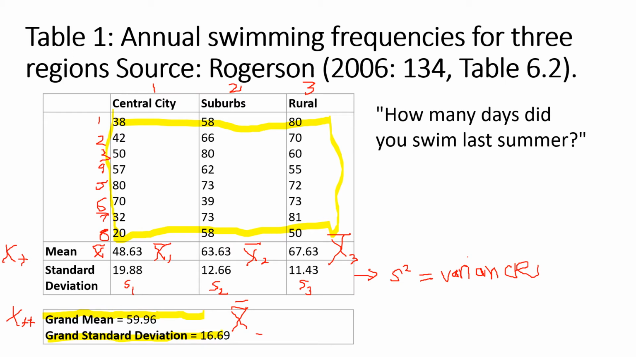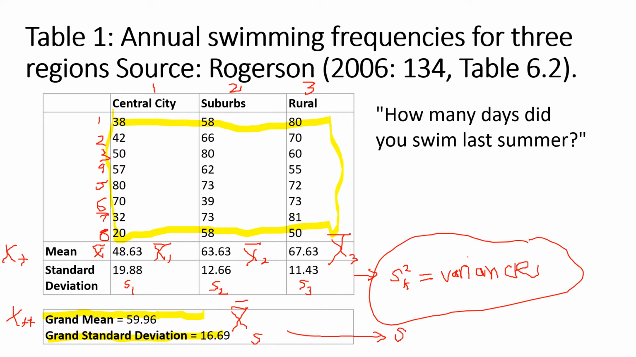And he writes that simply as just S, because it's a sample standard deviation. Actually, up here, that S squared, our variance, would be S squared with a little K next to it for each group. Because there's K groups, there's 3 groups, so there'd be S squared 1, S squared 2, S squared 3.